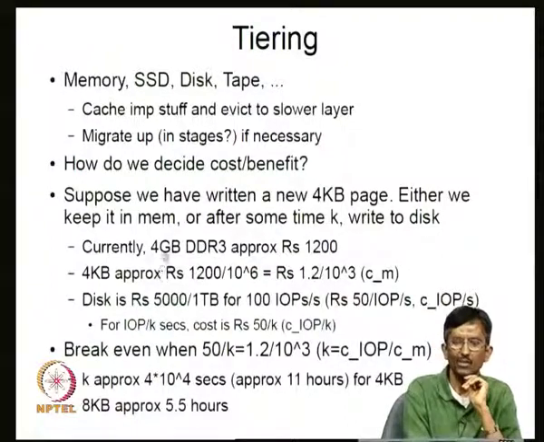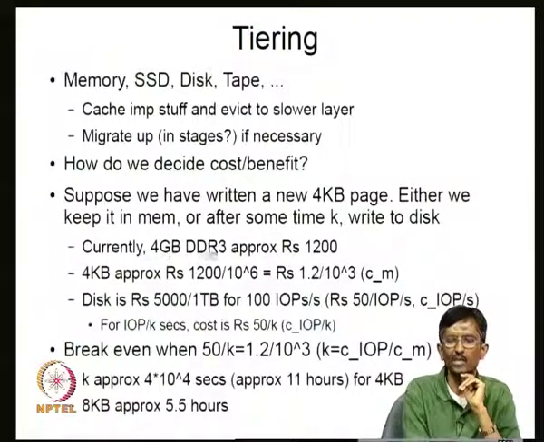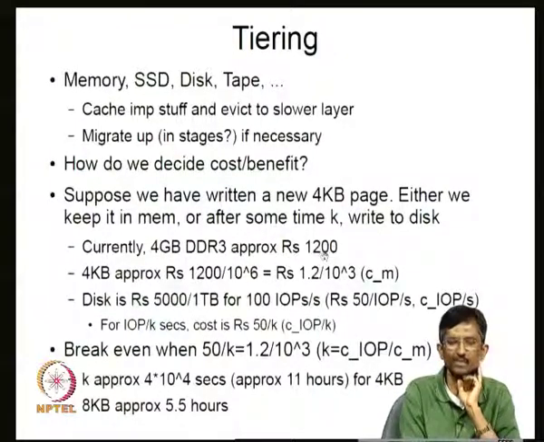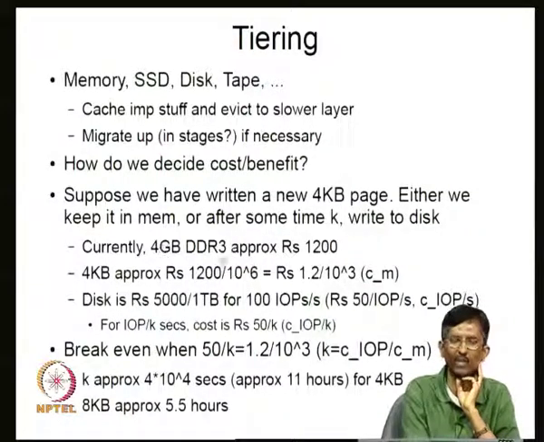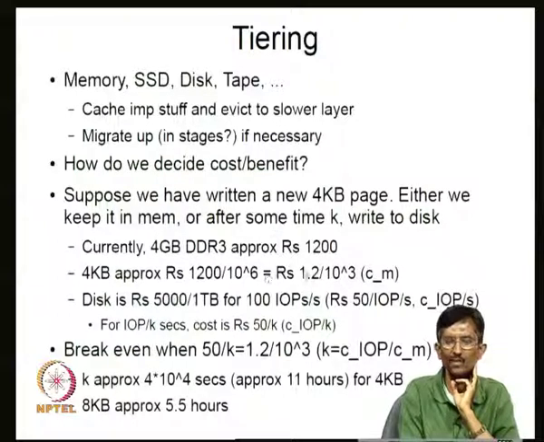Okay. So 4 GB DDR3, I bought some 1 year back, I think, for rupees 1200. That means for 4 kilobytes it is approximately 1200 rupees divided by 10 to the power of 6, right? Because 4 kilobytes and 4 gigabytes are a factor of 1 million apart. Okay, this amount. Let's call it C_M, the cost of memory.